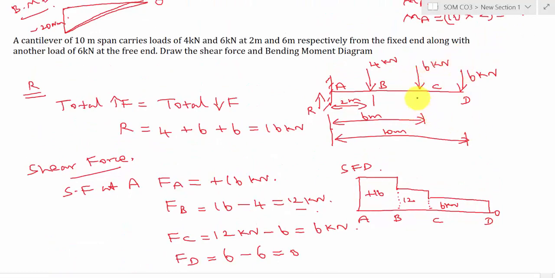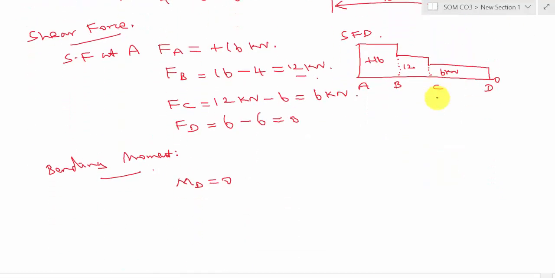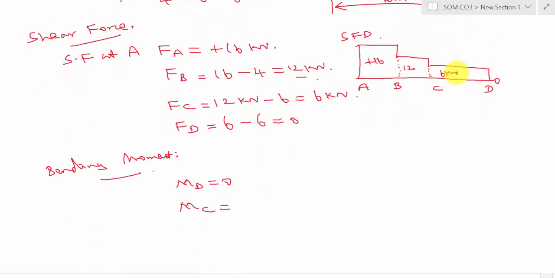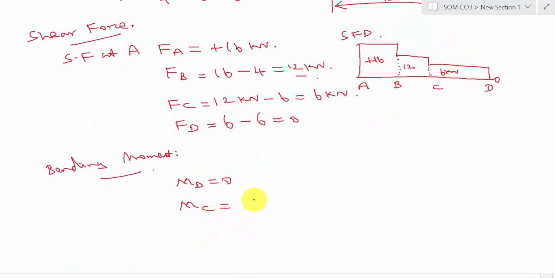The next is the bending moment at point C, MC. So this 6 kilonewton is acting at a perpendicular distance of 4 meters. So the distance between point C and the 6 kilonewton is 4 meter. So it is 6 into 4 and it is acting in the clockwise direction. So it is 6 into 4, it is 24 kilonewton meter.